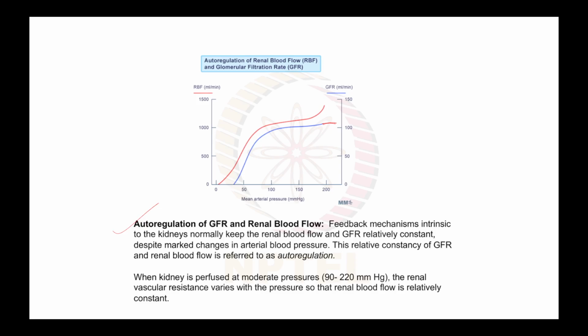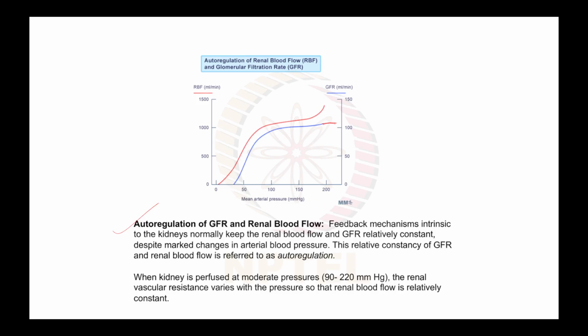Okay, so there are two different methods, the myogenic method and one more method. What happens is the afferent arteriole cells, which are surrounded by smooth muscle, are very important and crucial cells. So what happens, when the pressure rises, they stretch.